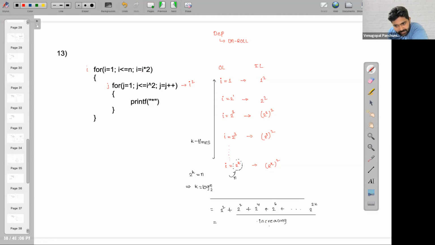If it is an increasing GP, then as I told you, inside big O, whatever the last term is, you can keep inside. So this is 2 power k whole square. Let me leave 2 power k whole square only. We already know 2 power k is equal to n. Therefore, this is nothing but order of n square.